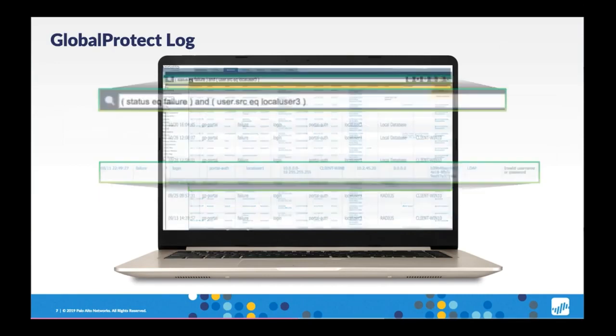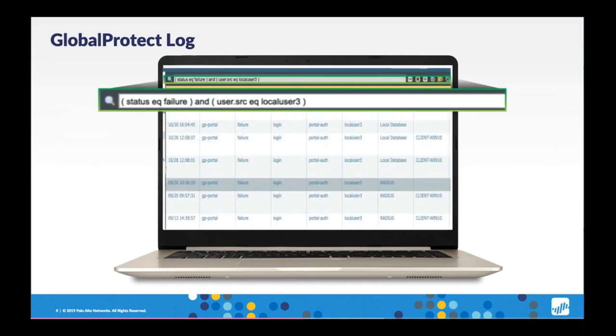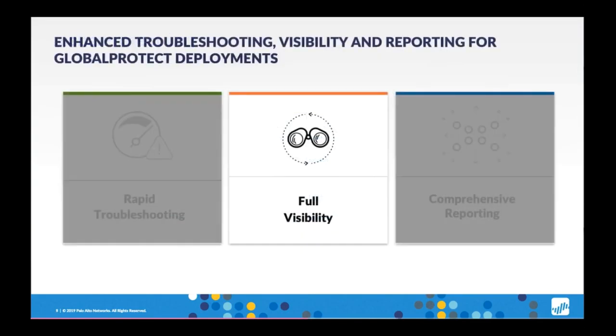You can apply the easy-to-use log filtering capabilities to narrow down to a specific user or connection activity. You can now monitor the successful connections, the unsuccessful connection attempts, and the overall GlobalProtect deployment using the new GlobalProtect dashboards available in Application Command Center, or ACC.